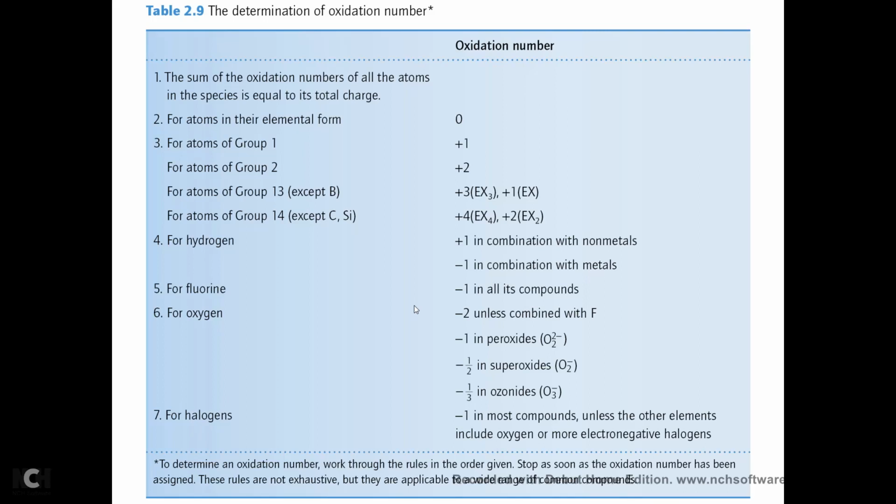Again, hydrogen is +1. However, if you have sodium hydride, the sodium has a lower EN value and hydrogen is more electronegative. So this time, when we form a bond between sodium and hydrogen, you give all the electrons to the hydrogen. And then the oxidation number of hydrogen is -1, and the oxidation number of sodium is +1.